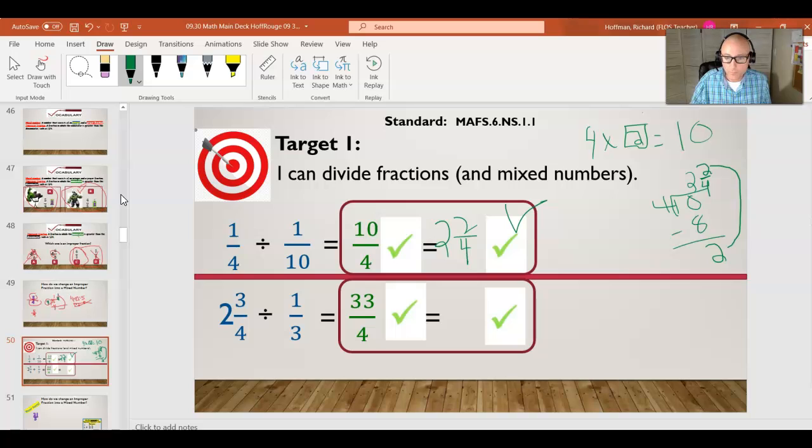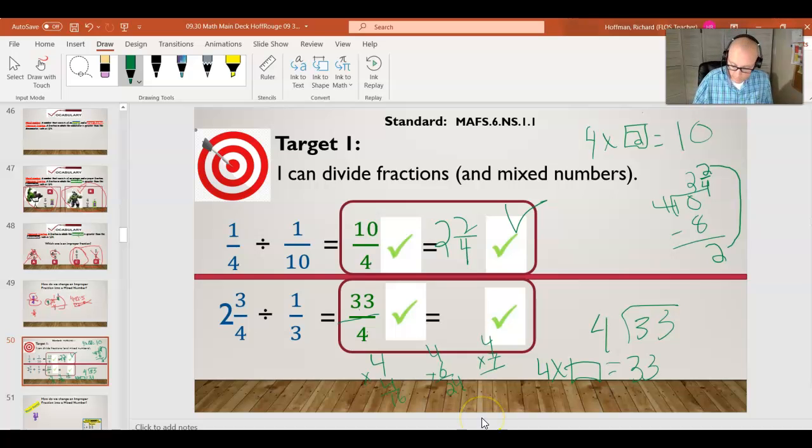33 over 4. 33 divided by 4. What do we multiply 4 by to get as close to 33 as possible, but not going over 33? Let's see, 4 times 4. Let's see what that is. That's 16. Can we go higher than that? I think so. 4 times, let's try 6. That's 24. Can we go any higher? 4 times 7. 7 and 7 is 14. 14 and 14 is 28.